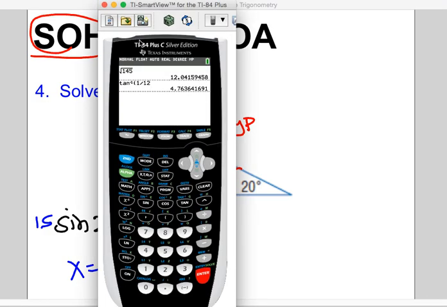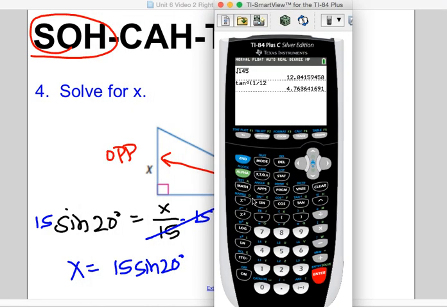So I take out my calculator, and we already made sure it's in degree mode, so if you didn't do that earlier, make sure it is in degree mode. I would clear it out. Sorry, I'm just going to clear my screen, and I would do 15 times sine of 20. And I would hit enter. And so this tells me x is a side length of 5.130, because this 3 tells me to stay the same.